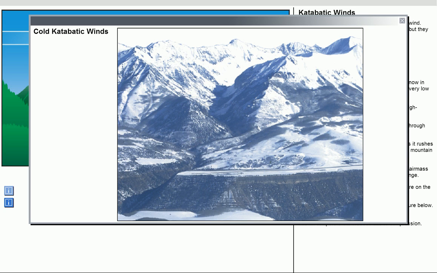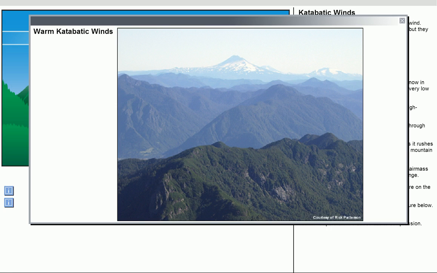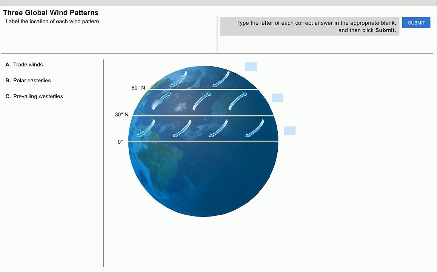Cold Catabatic winds include the Bora in Croatia, the Mistral in the Rhone Valley of France, and the Columbia River Gorge wind in the northwestern United States. Warm Catabatic winds include the Chinook, which occurs along the eastern slopes of the Rocky Mountains, the Föhn in the Alps, and the Santa Ana winds in Southern California.